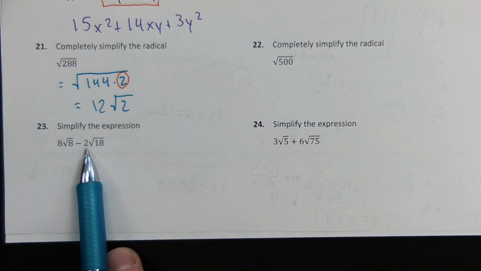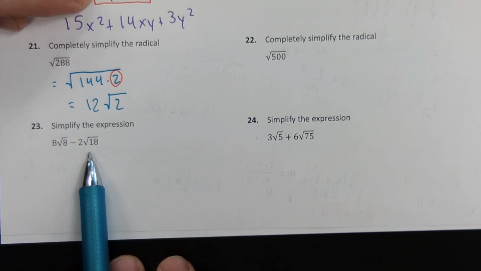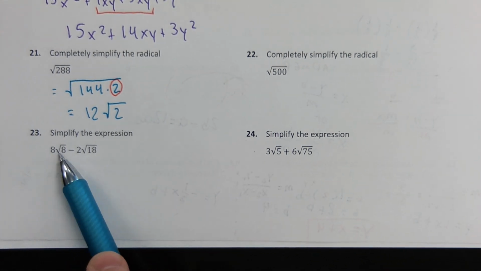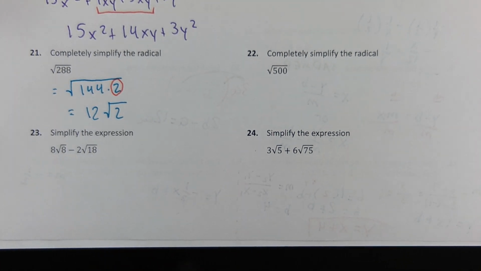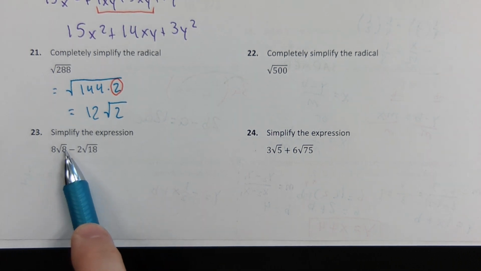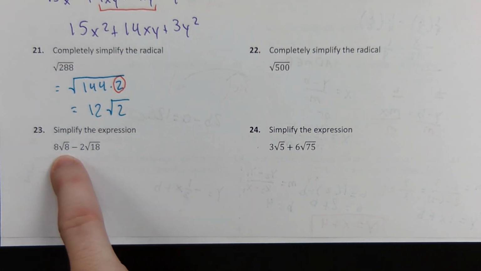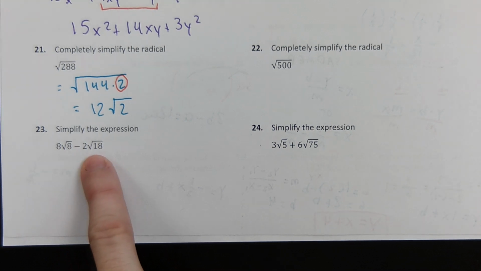A minute ago I talked about like terms, right here in purple. You see, these two things are not like terms the way they sit. In order for radical expressions to be like terms, you must have the same radical. And these don't. This says root 8 and this says root 18. So will you just call it a day, I'm done, there's nothing I can do? No. This radical simplifies. This radical simplifies.